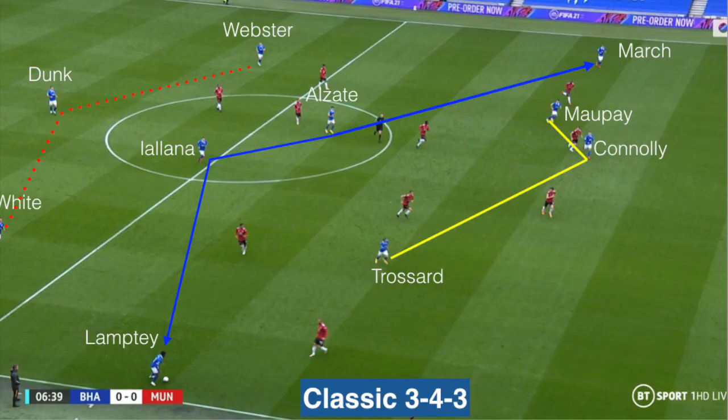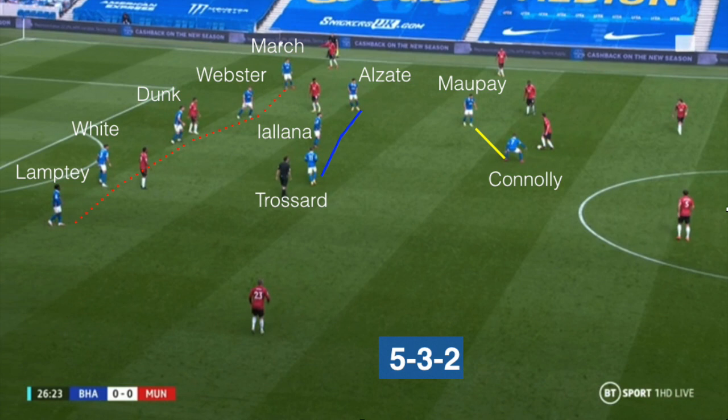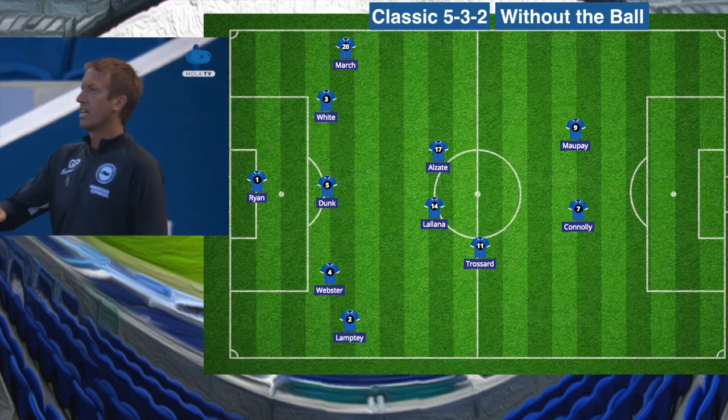In this first photo, we can see Brighton with the ball and playing that 3-4-3 formation. And in the next photo, we can see Brighton on the defensive and we can see that switch to 5-3-2 formation. Let's have a look at the Manchester United lineup.